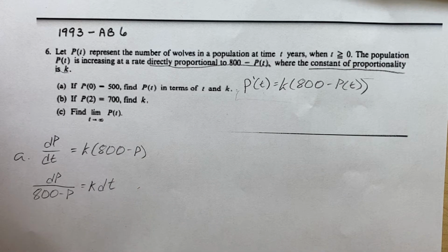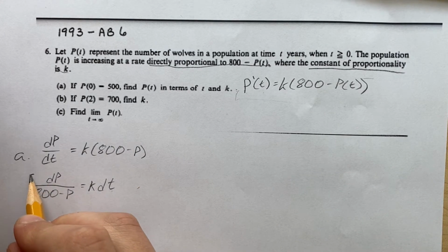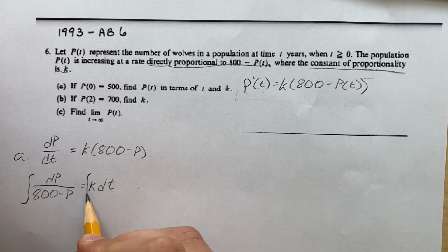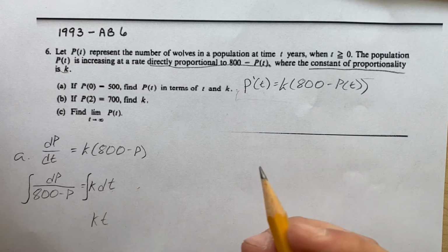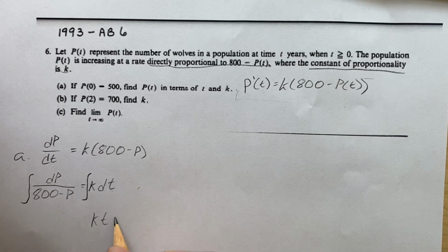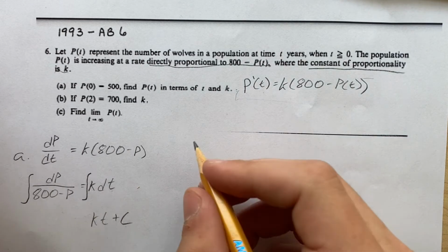Now, this is the point where the calculus comes in. Since you have the dt on this side and the dp on this side, you can just go ahead and integrate both of them. The integral on the right is super easy, so I'll do it first. We're going to have just kt, a basic integral, but don't forget the plus c. I'm choosing to put the plus c on this side. With a differential equation, you can put it on this side or that side. It's not really important.